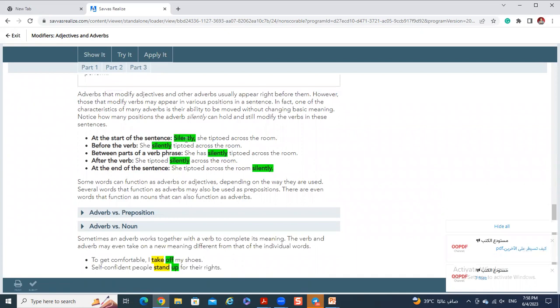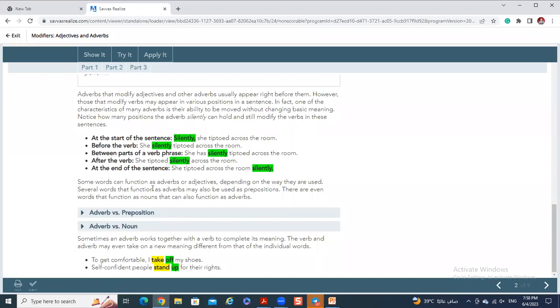So here, as you can find, silently modifies tiptoed. Look here, it came at the beginning of the sentence. Sometimes it comes before the verb. Sometimes it comes between the verb phrase, has tiptoed, in the middle. Sometimes it comes after the verb. Sometimes it comes at the end. The adverb has no fixed position.